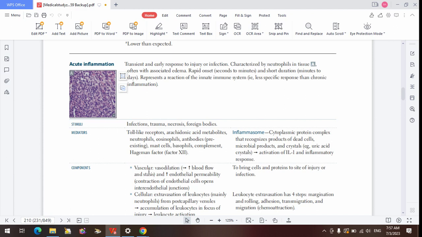And this Hageman factor also activates kallikrein. Kallikrein is an enzyme that converts prekininogen or kininogen to bradykinin. And we said bradykinin is one of those inflammatory mediators that cause vasodilation, that brings about tumor, and that also stimulates the sensory nerve for pain.